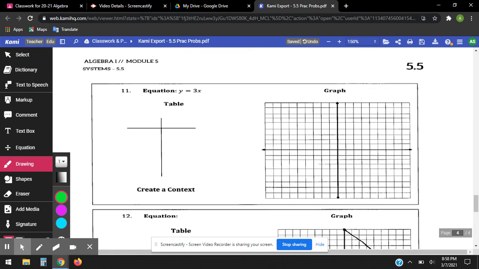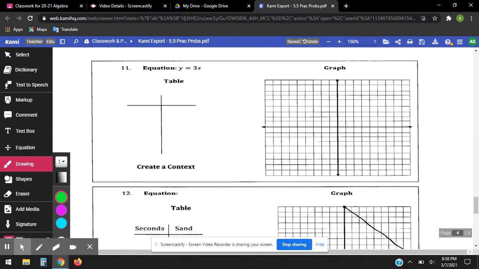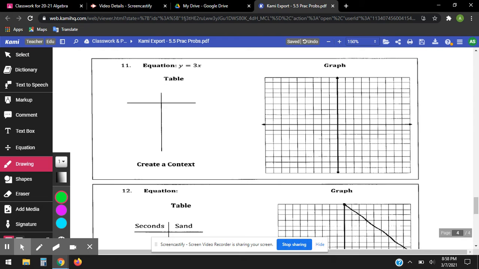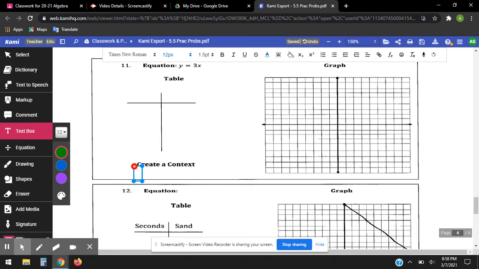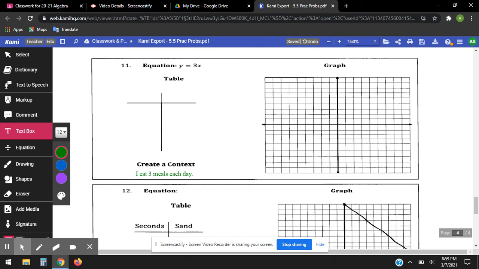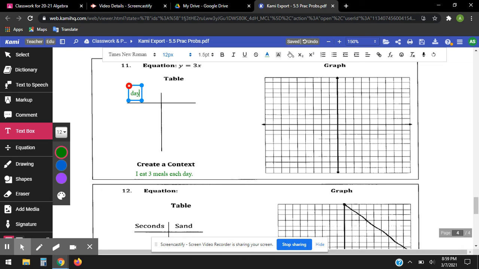All right, last ones. Equation is 3x. So it doesn't really give us anything. So let's just make a situation of I eat 3 meals each day. Okay, so then we come up here and we do days, day, and over here is meal. Right, a little more central.